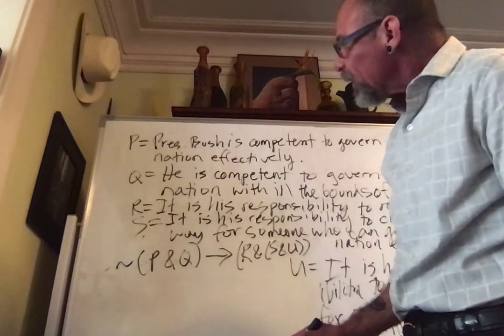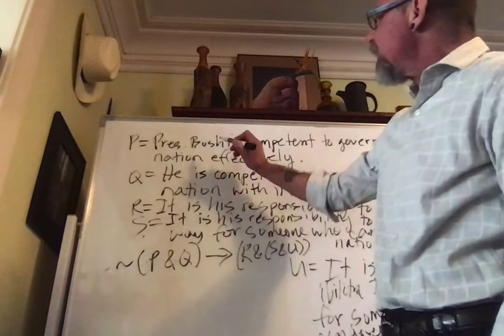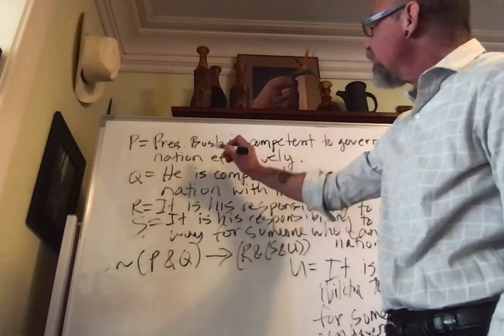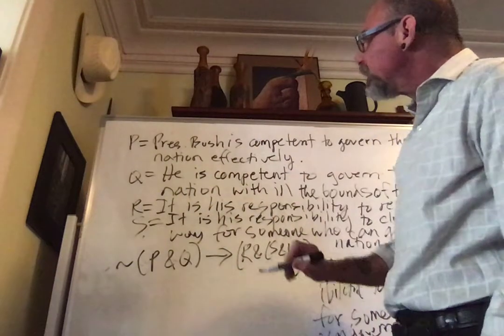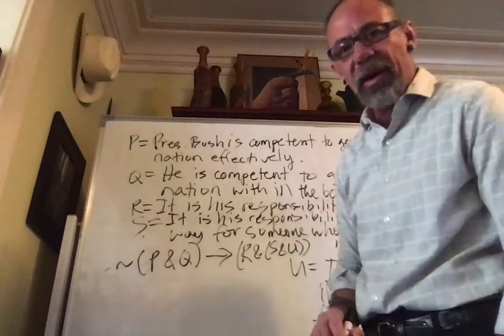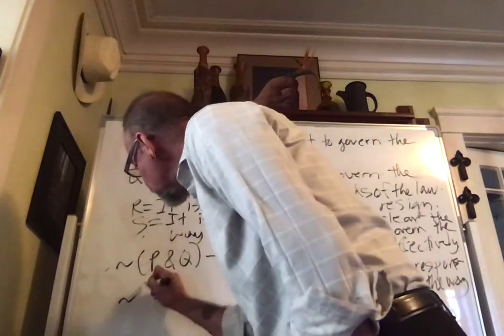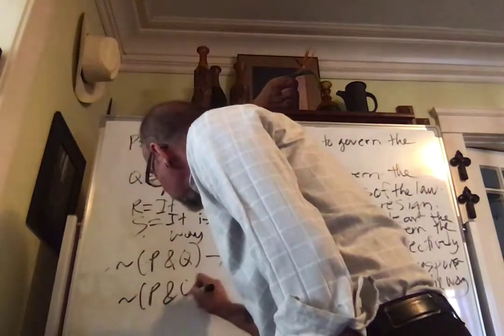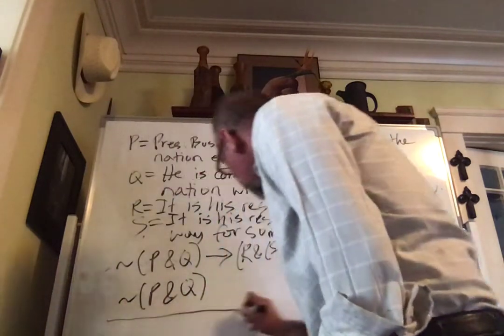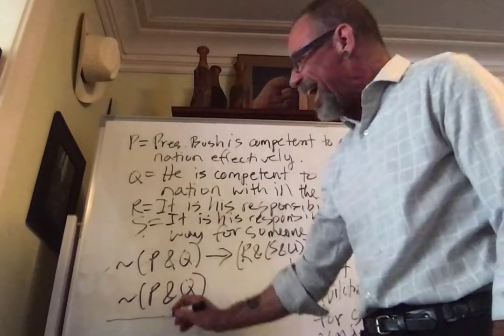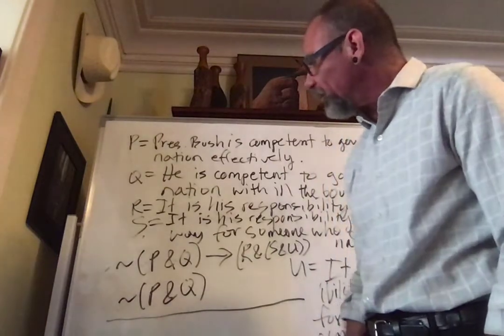So let's see. We can understand that as a way of the letter writer saying that President Bush is not competent to govern the nation effectively and within the bounds of the law. In other words, we're going to understand that first premise as simply the antecedent of the conditional premise.